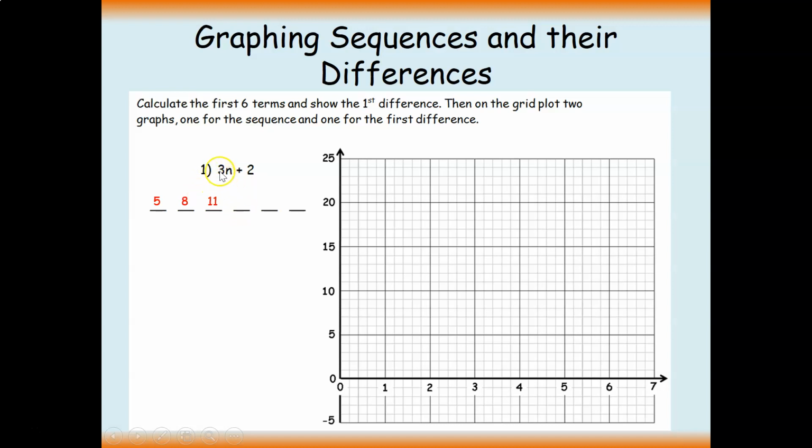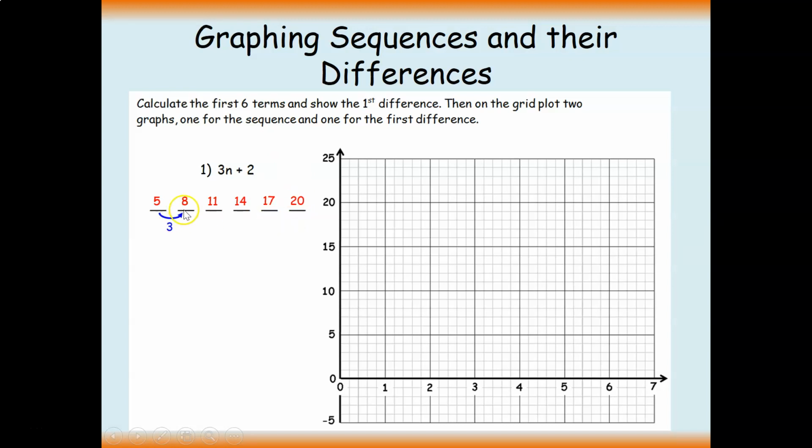Fourth term, 3 times 4 plus 2 is 14. Fifth term, 3 times 5 plus 2 is 17. And for our sixth term, 3 times 6 plus 2 is 20.